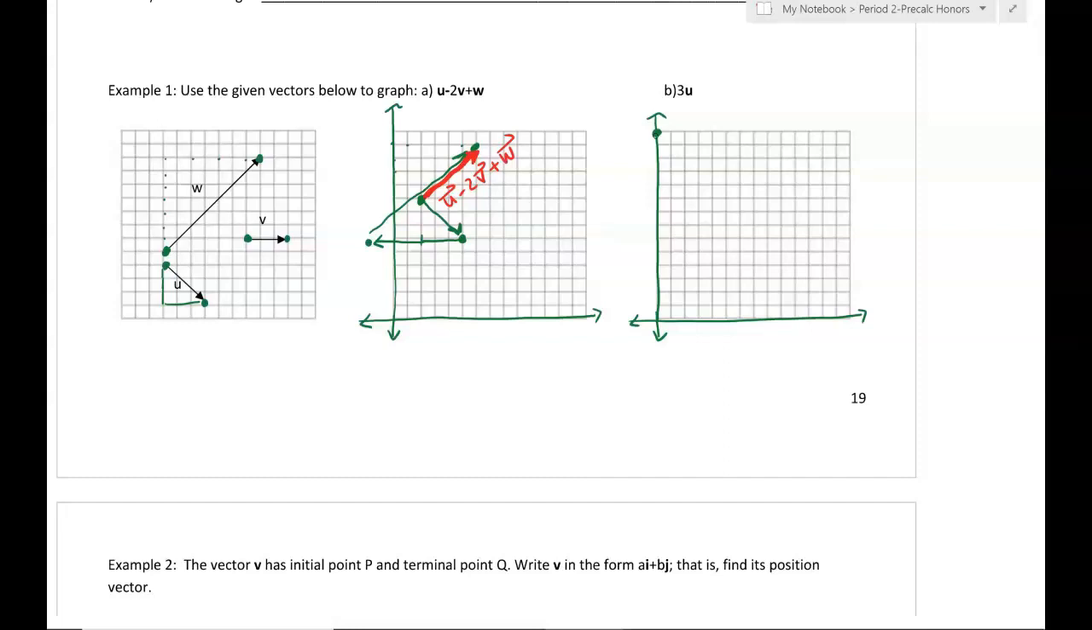So what I'm going to do is go all the way down 2, 4, 6, 8, 9. Never mind, it's not a 10 by 10. What is this? It's 15 by 15. So that's a 9. So 2, 4, 6, 8, 9. So there's my 3 times vector u. Now it has to go in the same exact direction as the original. So there you go. This is 3u, just like that.